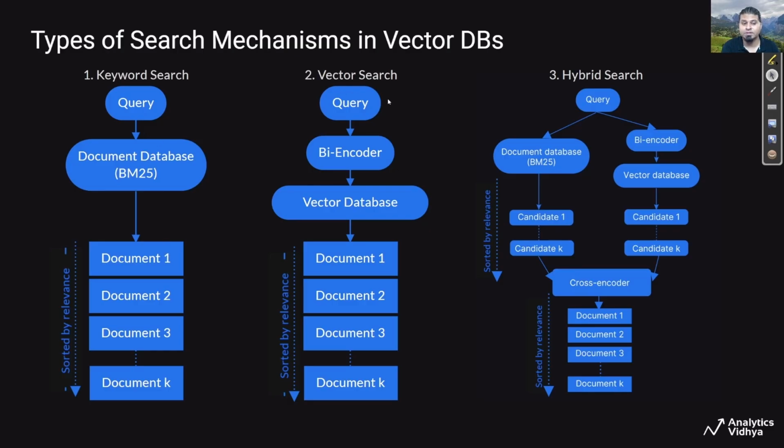Vector search, you convert your question into an embedding using an embedding model, typically a transformer-based model. And then in the vector database, you already have embeddings for every document. So you find out which documents are similar to your question based on embedding similarity. And hybrid search, you use a combination of both and optionally pass the results through a cross-encoder to find out the most relevant documents in terms of both keyword similarity and embedding similarity.